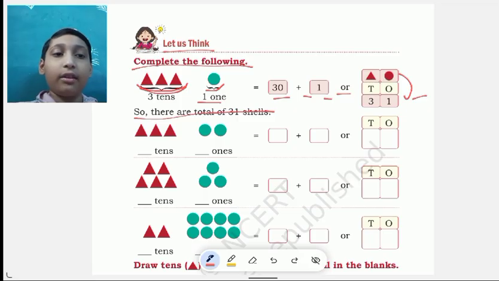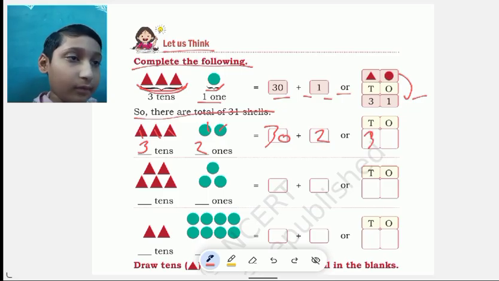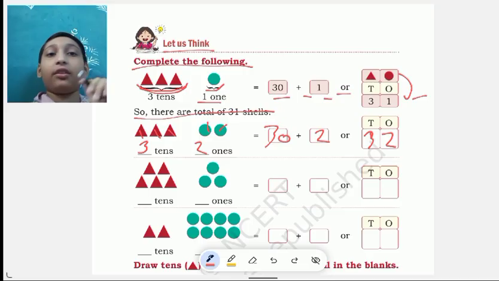So okay, in this now, we got 1, 2, 3 tens. So we have to write 3, and 1, 2 circles, meaning 2 ones. So we have to write 30 here, and then 2 here. Or we can do this: 3 and 2. So we got our answer, 32.